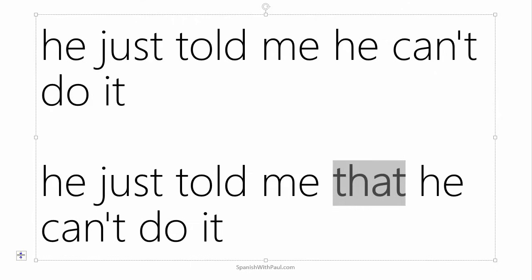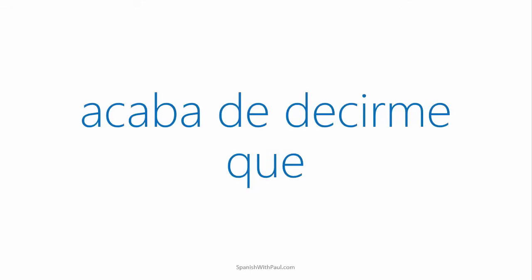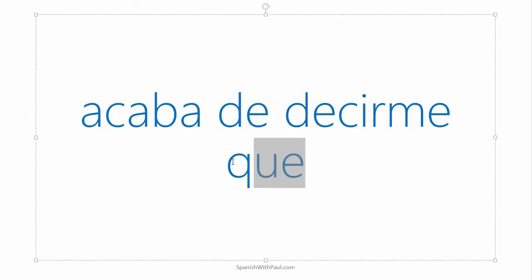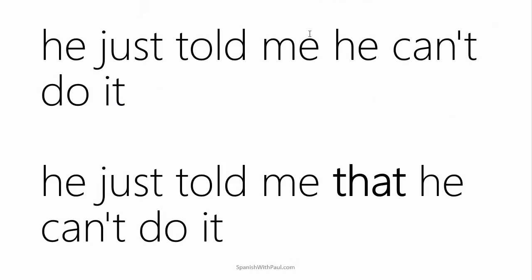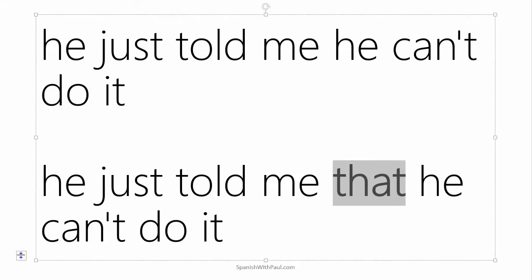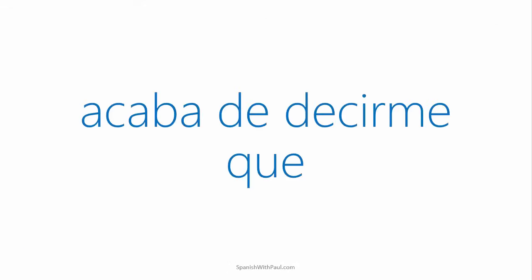So, he just told me he can't do it would be acaba de decirme que. We throw in the that, even though in English we have the choice to leave it out. Okay, so it's very important that whenever it's implied in Spanish, you're going to throw it in. So, he just told me that would be acaba de decirme que.